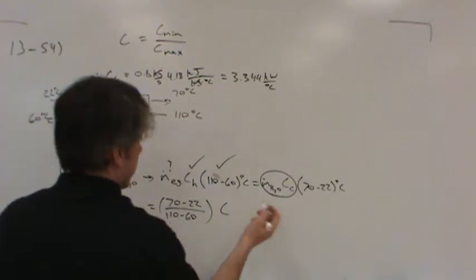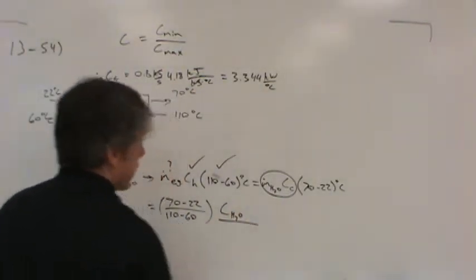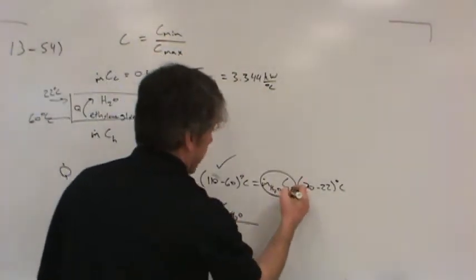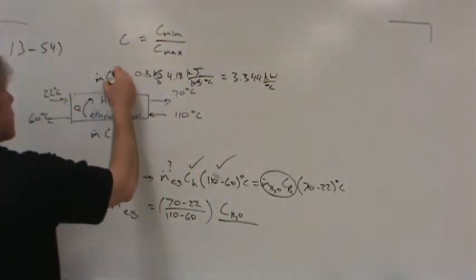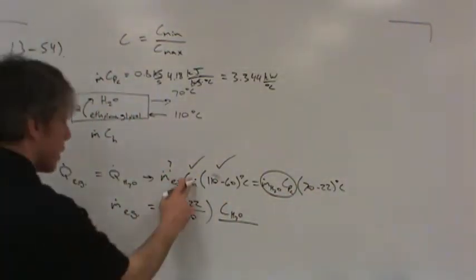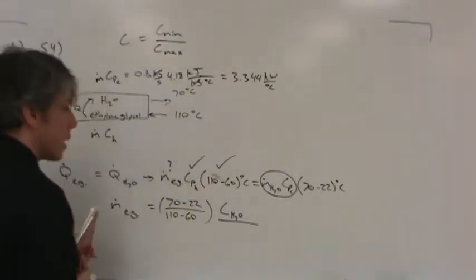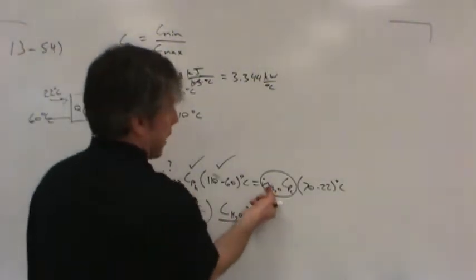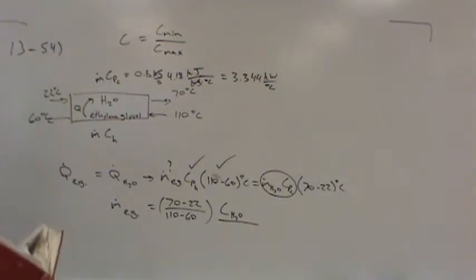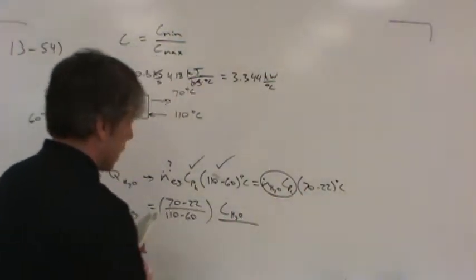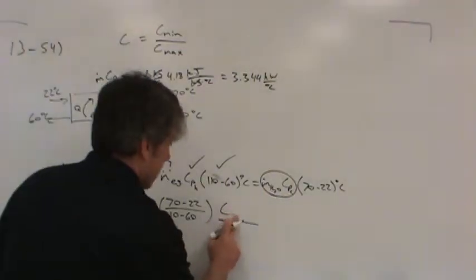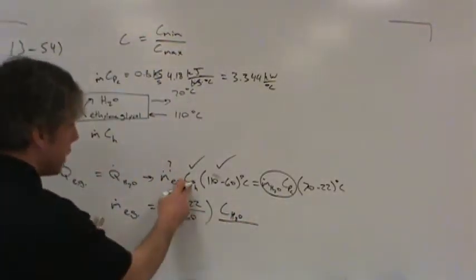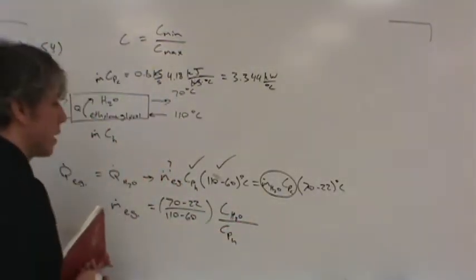I don't know if it's going to be C min or C max, but let's just say capacity rate of the H2O. Now what I'm trying to say there is this is the heat capacity on the cold side. Let me be consistent and use C sub P on the cold side to make that clear. Do the same thing over here, C sub P on the hot side, because there's a big difference between the capacity rate and the heat capacity. The capacity rate is the mass flow rate times the heat capacity, whereas the heat capacity is just the heat capacity. So this is the capacity rate of the water, and I need to divide by the heat capacity on the hot side.